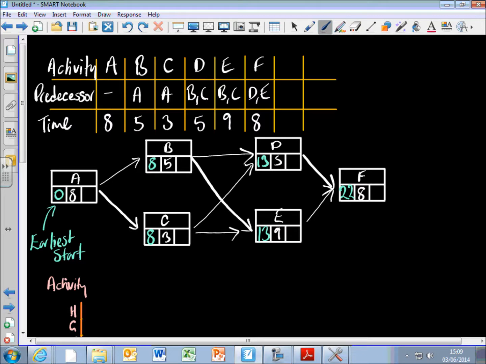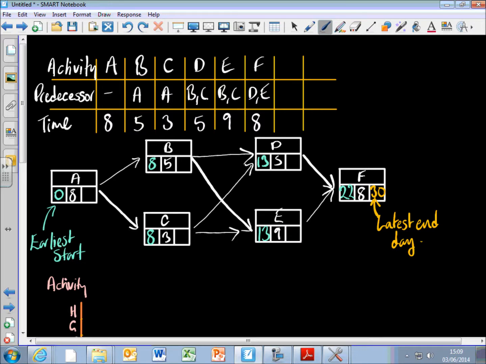Okay, I'm now going to fill in the other box, which is the latest end day. This is the latest we could end by. So if I started F on day 22 and it took 8 days, then it's going to be finished by 30. So we're aiming to get the whole project finished by day 30.